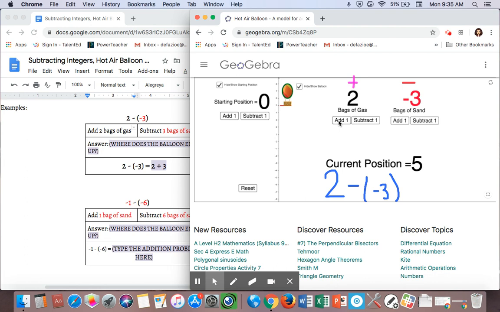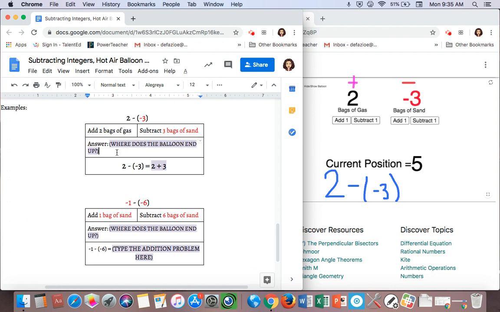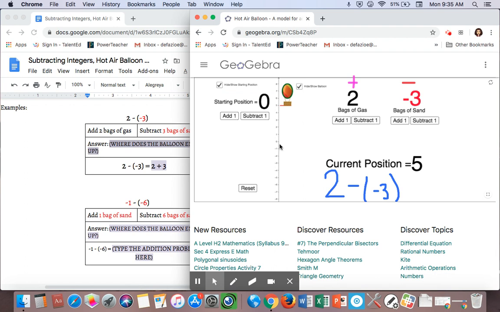I added 2 bags of gas because 2 is positive. I'm subtracting 3 bags of sand because 3 is negative. And where do I end up? I end up at positive 5. All right. So again, look at where you're supposed to type it in. Where does the balloon end up? We're ending up at positive 5 because starting at 0, you're adding gas to your balloon.